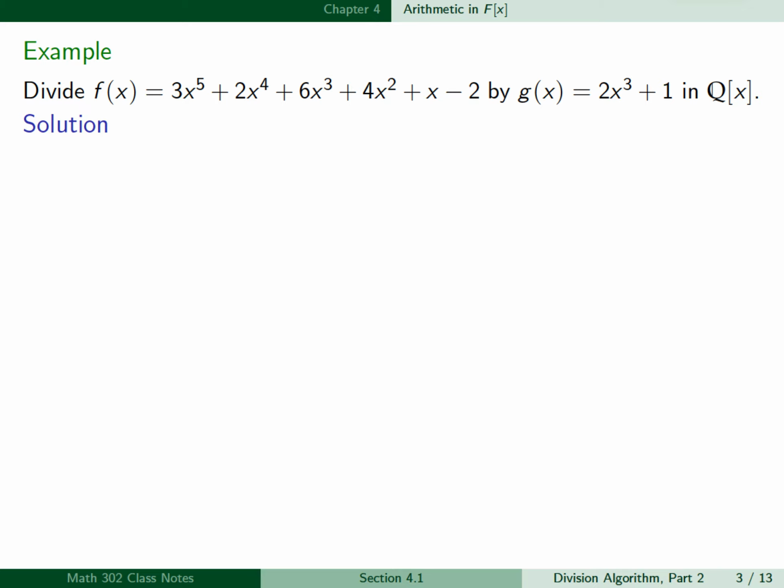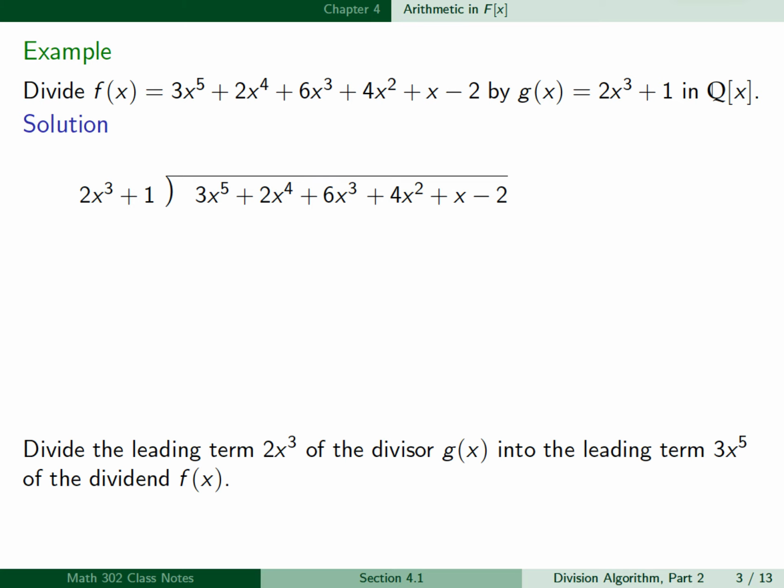And so we can start by writing out our notation for dividing one polynomial into another. So this is the standard notation for long division. And we'll start by dividing the leading term 2x^3 of the divisor g(x) into the leading term 3x^5 of the dividend f(x). So we just look at the leading terms of each of the two polynomials. So this will be 3x^5 divided by 2x^3.